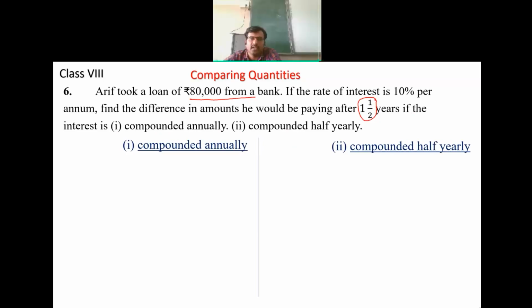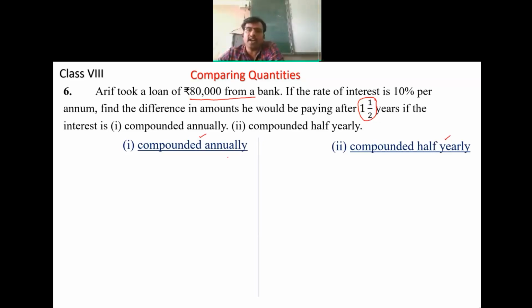Here I have made two columns. One is for compounded annually, other is for compounded half yearly. When it is compounded annually, n we cannot take as 1.5. So what we have to do is we have to split that 1.5 into 1 year plus half year.